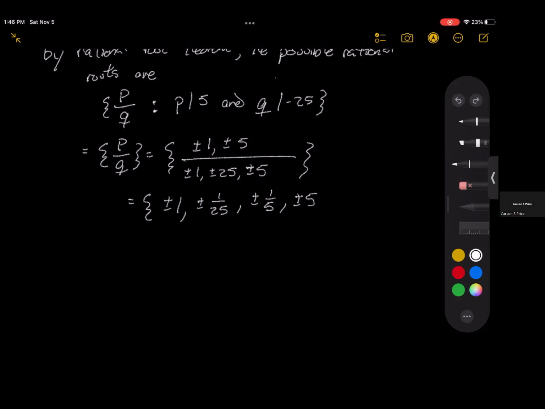So we have found all of the possible rational roots, right? It has to be plus or minus 1, plus or minus 1/25, plus or minus 1/5, or plus or minus 5. Okay, done.